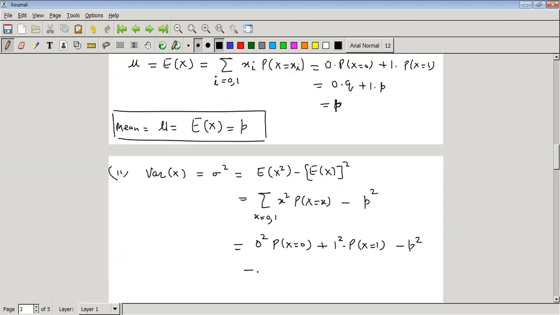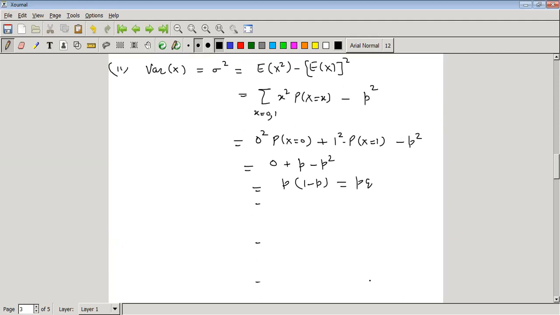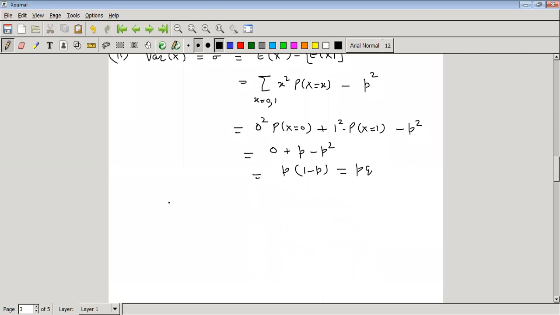So we get 0 plus p minus p square. We can take p common, so p into 1 minus p, and we know that 1 minus p is q, so it is p into q. So the variance of x, that is sigma square, is pq.